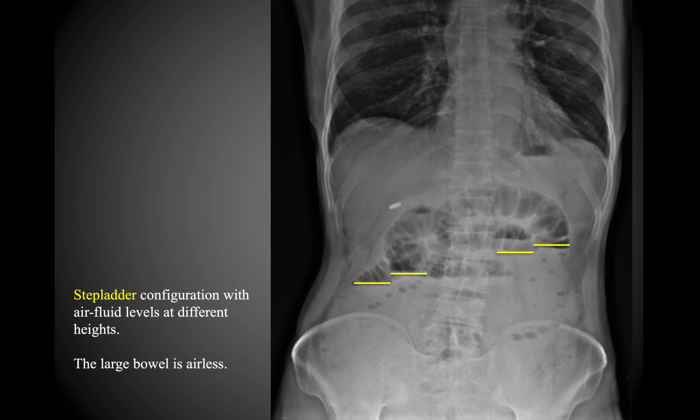Remember that it is normal to have 2 or 3 air fluid levels in the small intestine under normal conditions. Then you'll see the step ladder configuration with the air fluid levels at different heights. That is also a sign of a small bowel obstruction, in addition to the string of pearls and more than just 2 or 3 air fluid levels. And you'll note that you don't see any air in the large intestine, which is another sign of a small bowel obstruction.